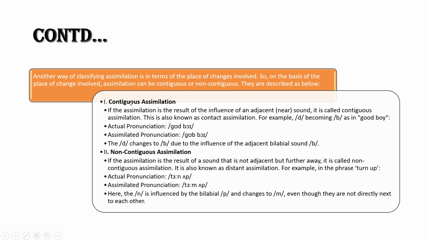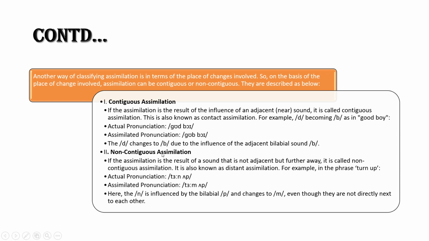described as below. Contiguous assimilation: if the assimilation is the result of the influence of an adjacent, meaning near sound, very near sound, that is called contiguous assimilation, and this is also known as contact assimilation. For example, da becoming ba, as in good boy. Good boy is pronounced as gub boy. So here, da sound changes into ba sound because of the very near sound of another word, that is ba. So it is contiguous assimilation. The sound changes into ba due to the influence of the adjacent, meaning near bilabial sound, that is ba.